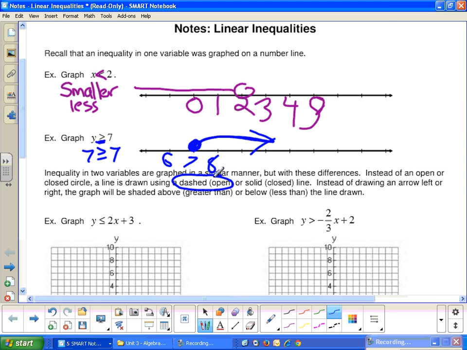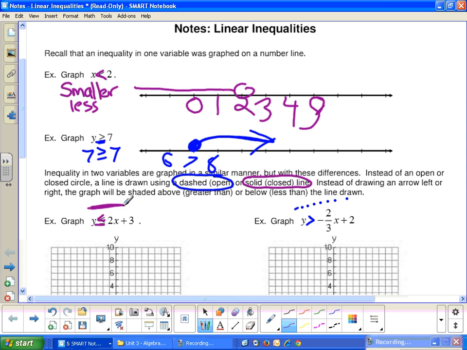we're going to have a dashed line. So see how this is just greater? Have a dotted line. It's like our open circle. Over here, if we have a solid closed circle, which means we have less than or equal to, we have a line. That's one difference.